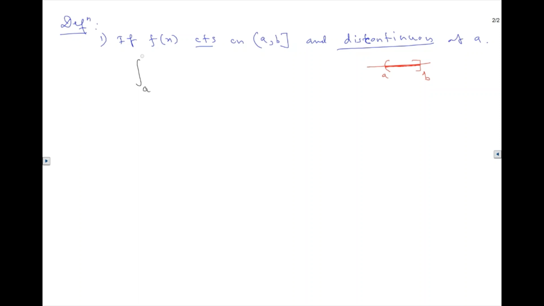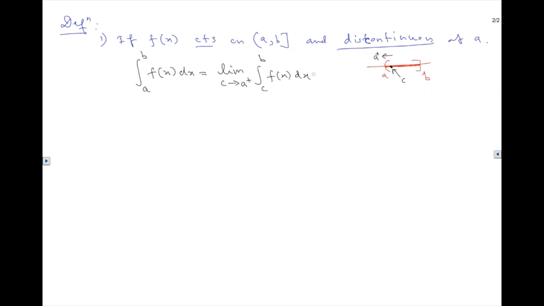The meaning of the integral from a to b of f(x) dx is simply a limit. We pick a point c inside the interval, and then we send c to a from the right. So we pick a c inside, and then we send c to a plus. We integrate from c to b, of f(x) dx.